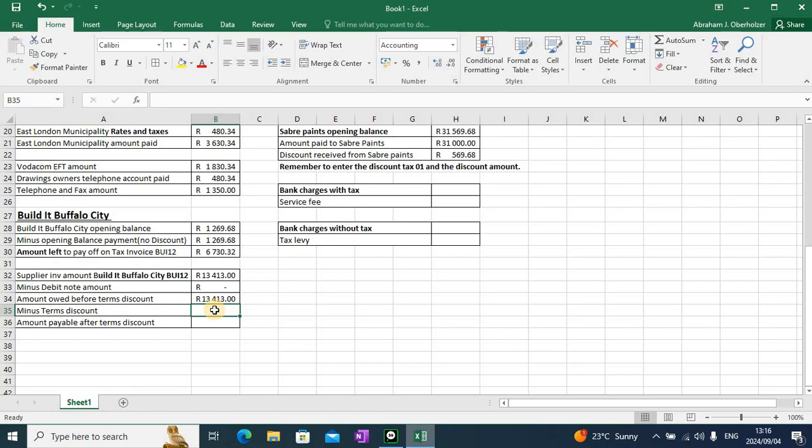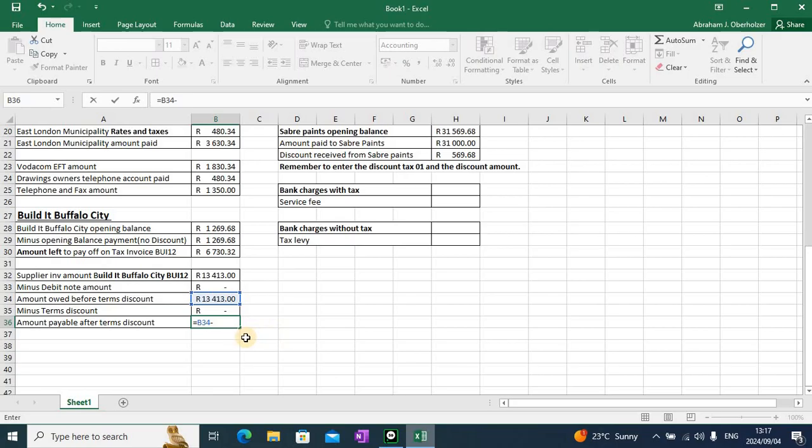They say 2.5% within 30 days. We did not settle everything, so we are not going to have any discount. So 0 for discount. That one minus that one, we have 6,730 left.